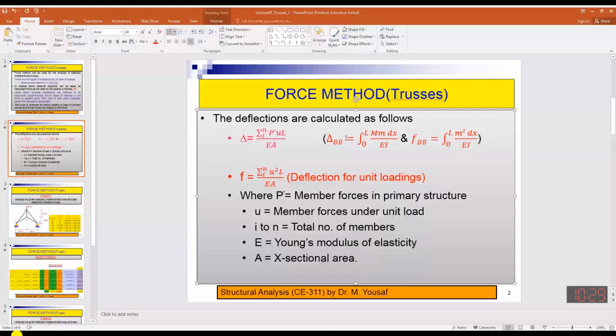Summation I to M, from one member to the other member. This is P, U, L. This is the force due to actual loading. This is the force U, the force due to unit loading. And this is the length. CR, is it clear? Yes, sir.